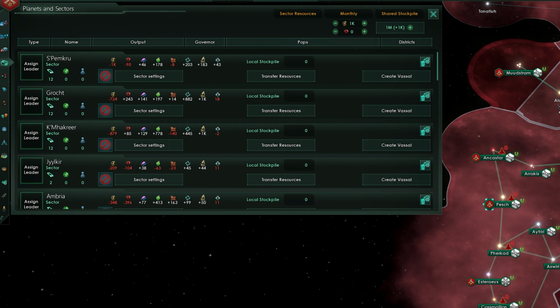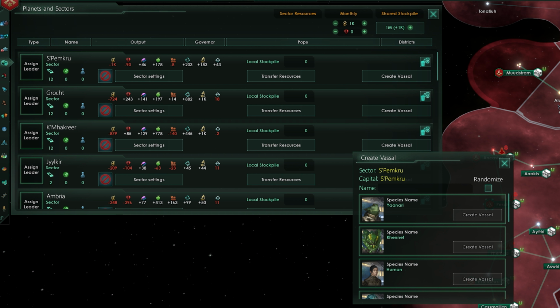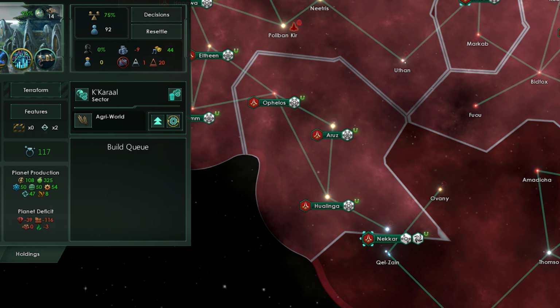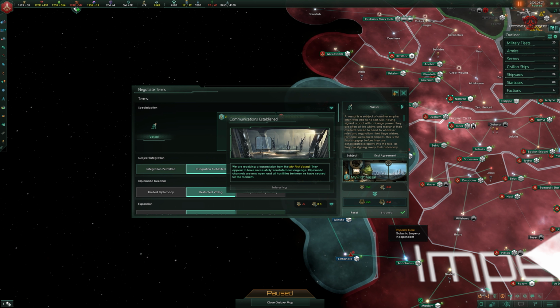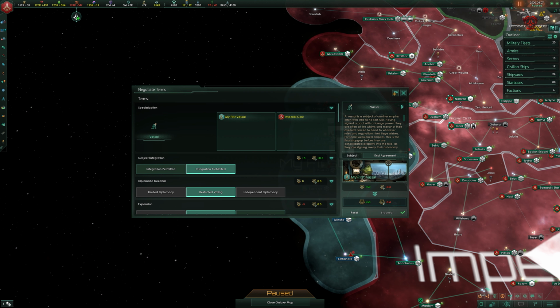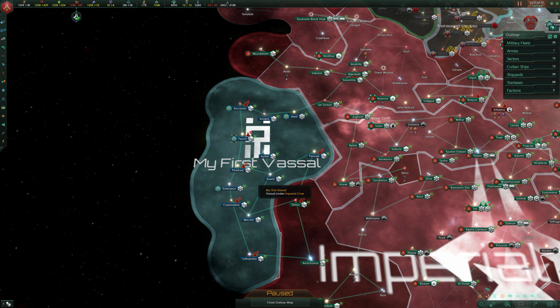You can do this by navigating to the Planets and Sectors window, or pressing F4 and pressing the Create Vassal button on any sector that isn't your core sector. Your core sector is everything within 4 hyperlane jumps of your capital. You can create a new sector by pressing the Create New Sector button on any world assigned to the Frontier sector. Creating a vassal from one of your sectors will generate a new empire with the exact same ethics and civics as you. This is, to my knowledge, the most reliable way to get a subject.